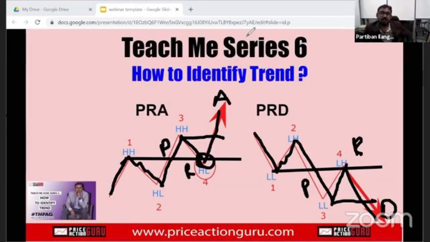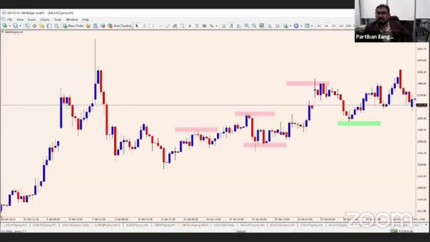See, we can find a lot of examples. Now look at this. Like I mentioned, I'm going to do the same thing over here. I'm going to mark this: this is higher high, higher high, higher low, and this is the higher high, higher low. Now, like I mentioned earlier, mark this as number 1, number 2, and number 3. You don't need number 4.